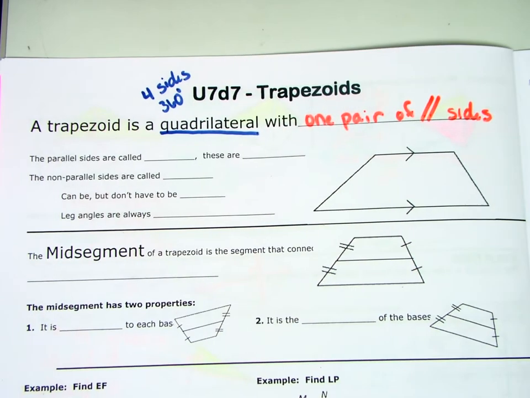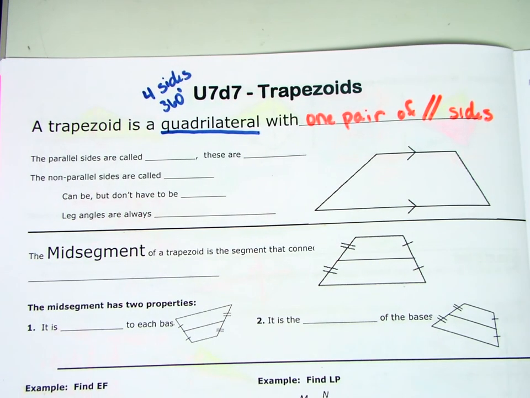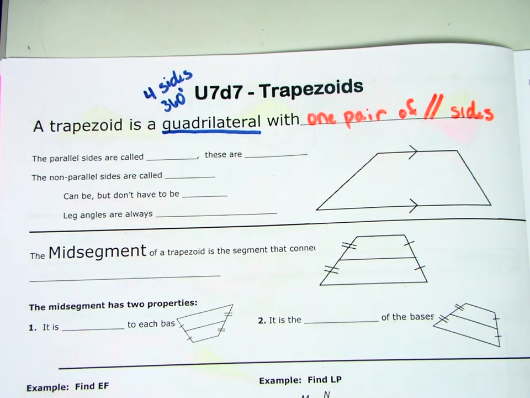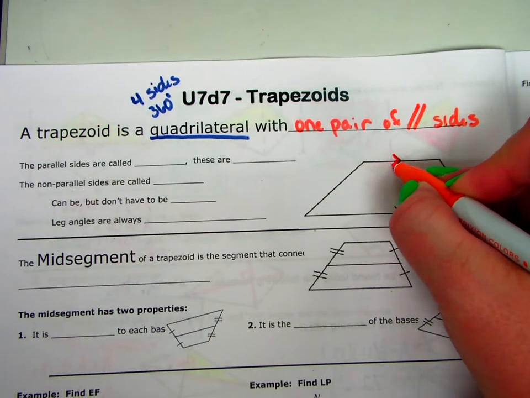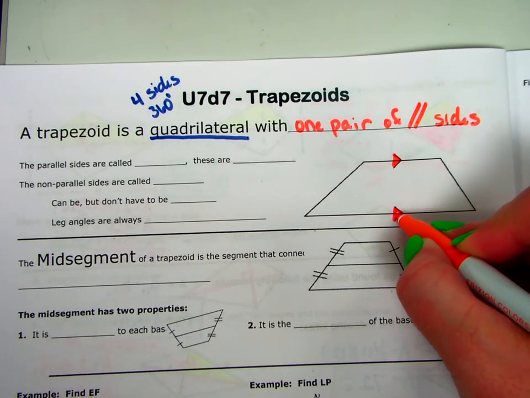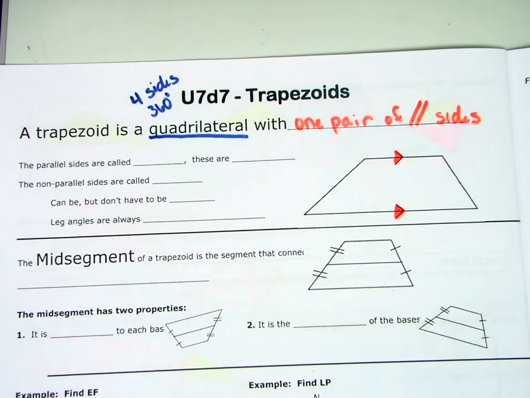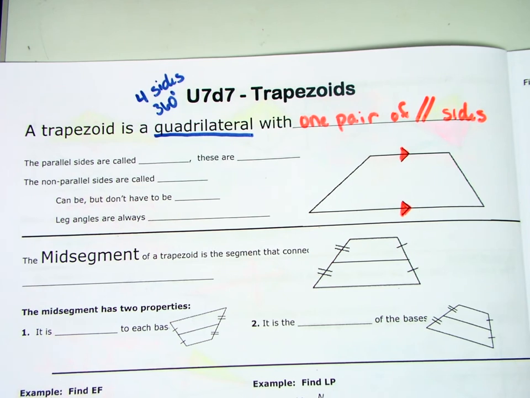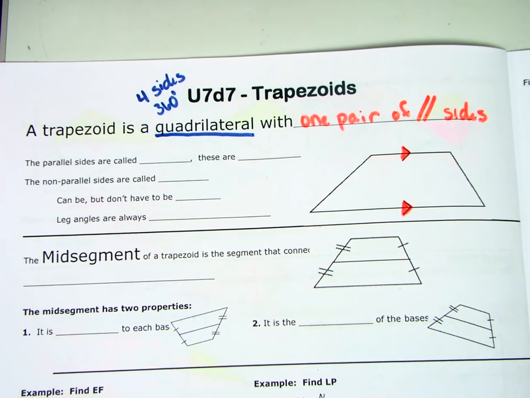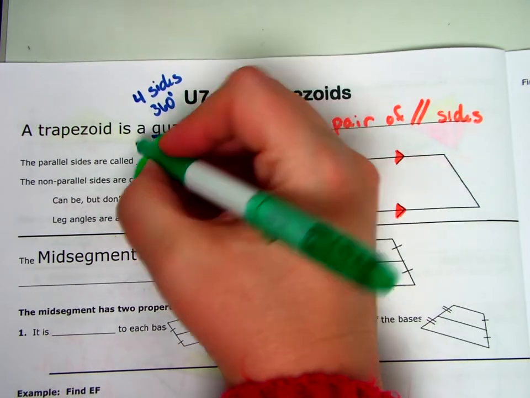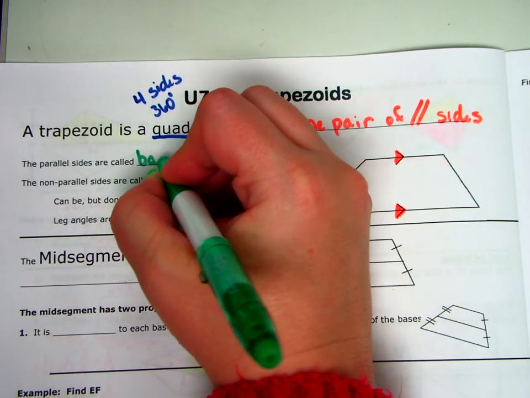It can't have two pairs because if it has two pairs, then all of a sudden we're a parallelogram. So it only has one pair of parallel sides. It can't have two. My other two sides have to be not parallel. The parallel sides have a specific name. The parallel sides are called bases.